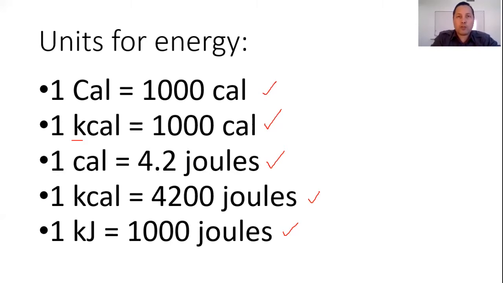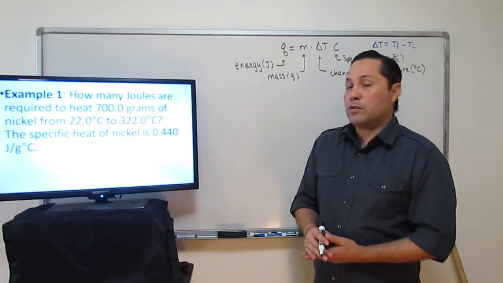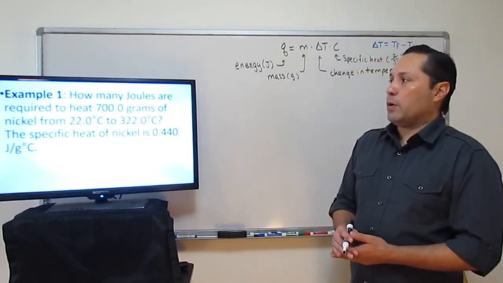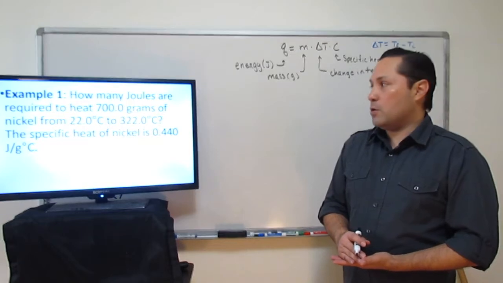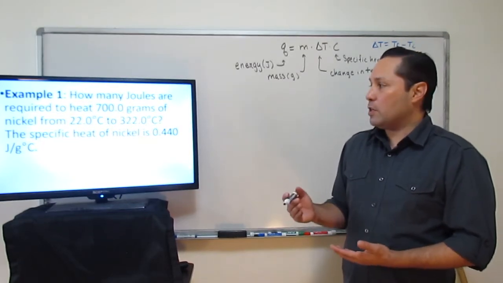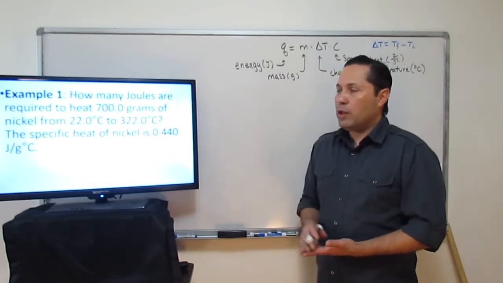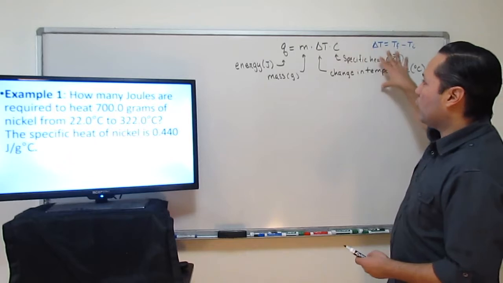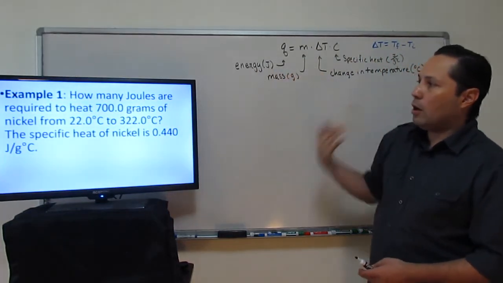All right, now let's go ahead and solve some problems using the equation to figure out how much energy is being transferred. Let's go ahead and solve example 1. Here we ask the following question. How many joules are required to heat 700 grams of nickel from 22 degrees Celsius to 322 degrees Celsius? And the specific heat of nickel is 0.44 joules per gram times degrees Celsius. So we're given all that information. We're just going to plug it into the formula. We're looking for the energy, how many joules of energy are required.